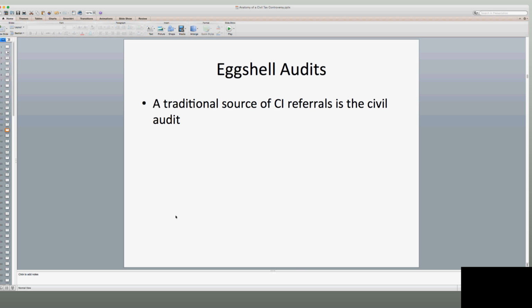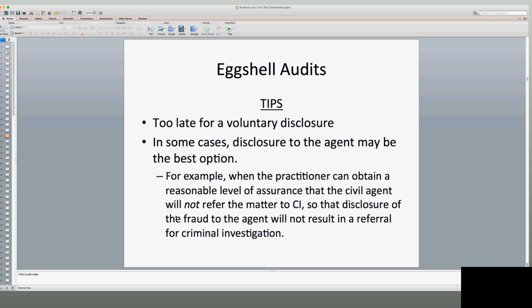My experience is usually that this is dumped in their lap at the last minute, and again, the strategy becomes one of damage control. As we all know, a traditional source of criminal investigation referrals is the civil audit. Now, just a few obvious things here. It's too late for a voluntary disclosure if the IRS has already issued a notice that they're going to be auditing the taxpayer. So here are a few options that can be considered.